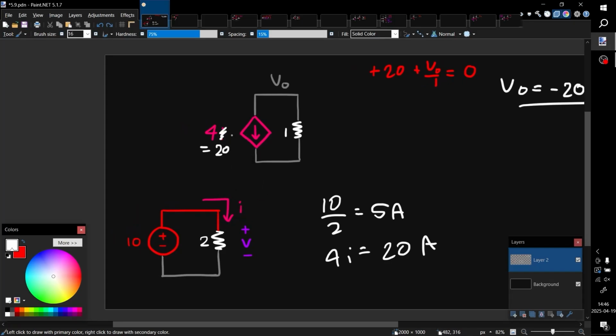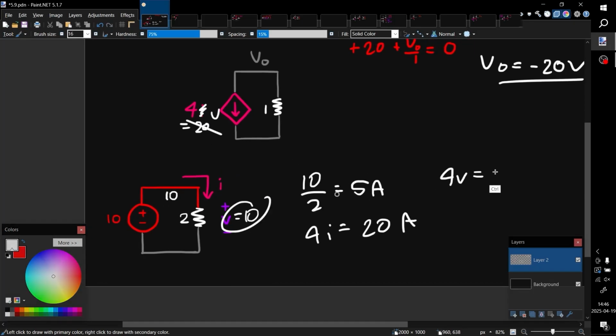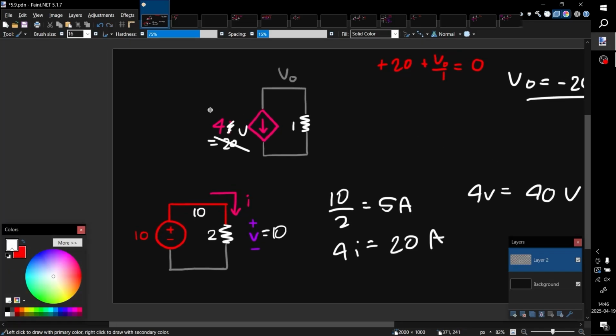Now, let's say instead of depending on the current of I, we're going to change this to voltage. So it's going to be 4V. Now, we're just going to base it on the voltage of this. And since it's in parallel, the voltage is shared. So this 10 volts is now here. But it's asking for 4V. So 4V is going to be 4 times 10, so that's 40 volts. I can simply replace this with a value of 40 amperes, right?